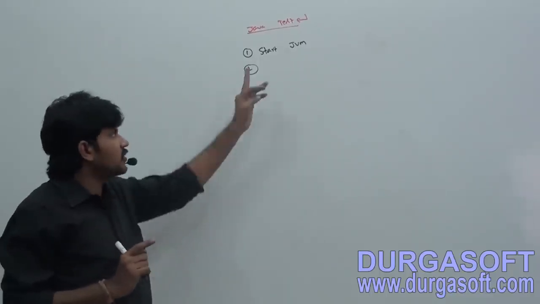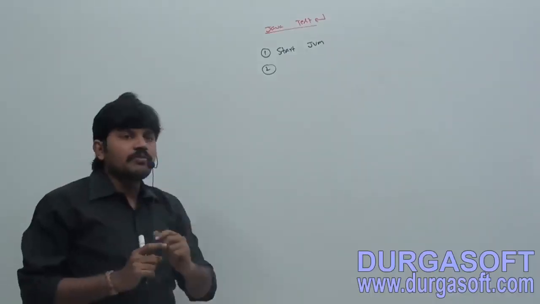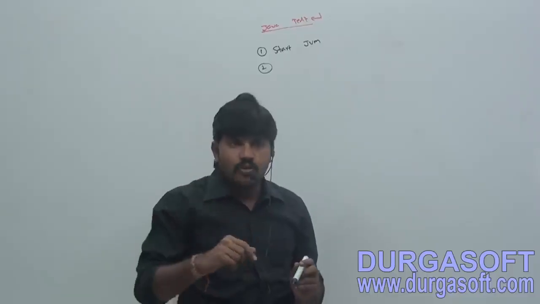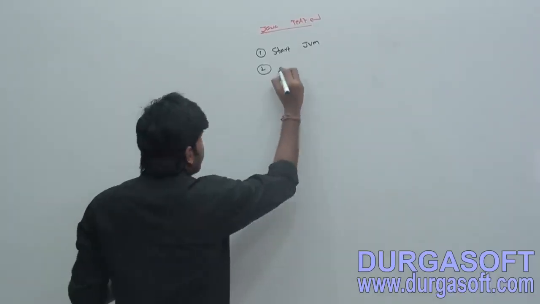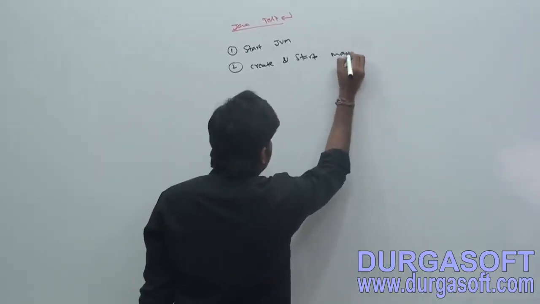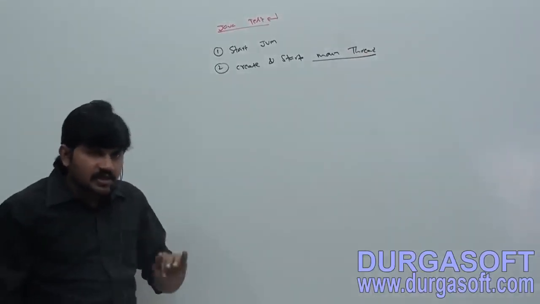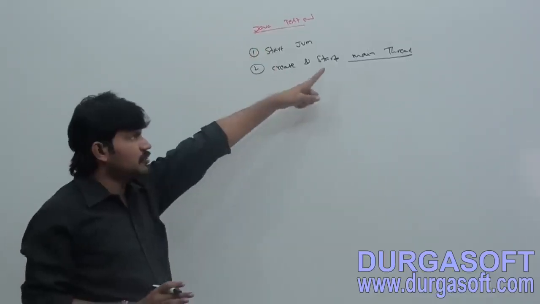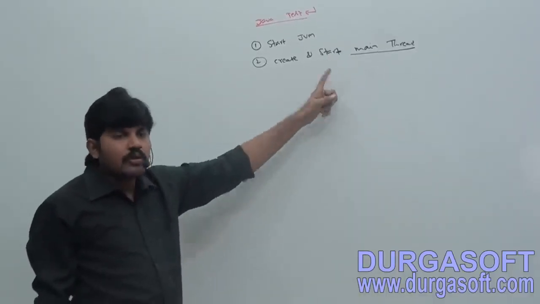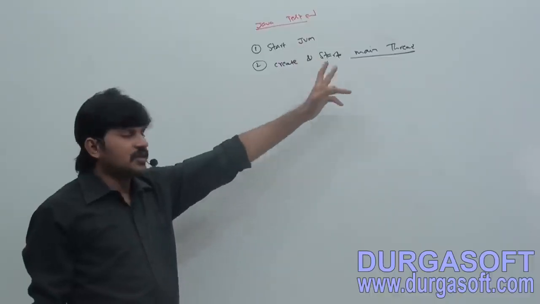Second activity: after starting the JVM, what is the JVM going to do immediately? Create and start the main thread. Who is going to start the main thread? JVM only. Create and start main thread. Do you know? The main thread will be created and started by the JVM. JVM is responsible to start it, because the total job is going to be done by the main thread for the JVM. That's why after starting the JVM, the immediate activity is create and start main thread.